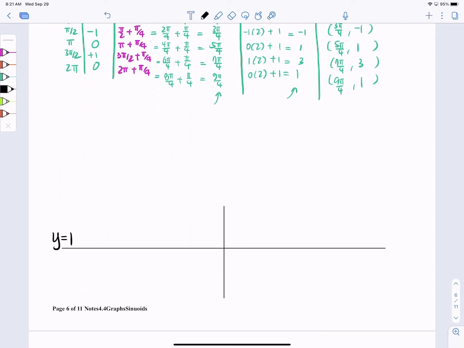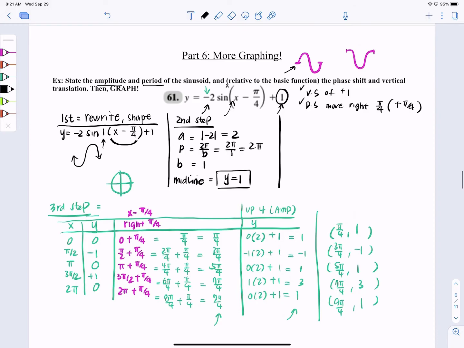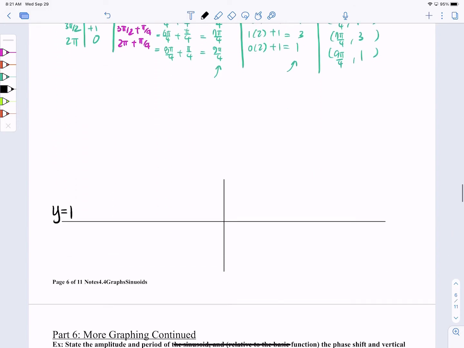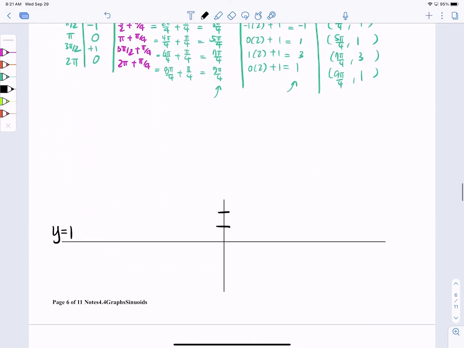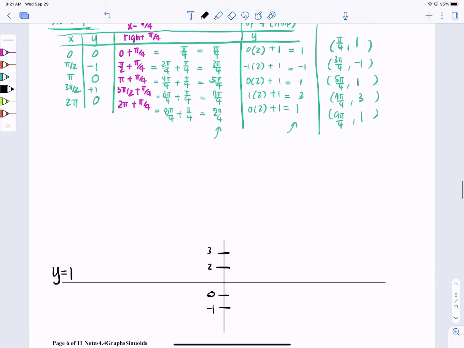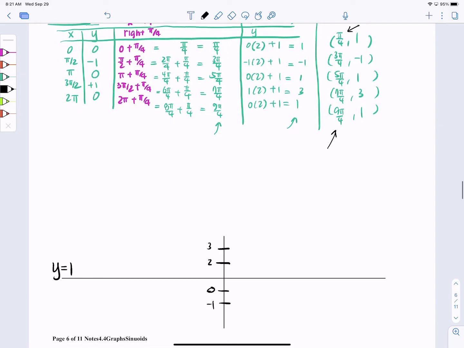So I indicate that. And you know how the amplitude is 2? I know it's -2, but amplitude is always positive, right? I just like to draw 2 and then 2. And I label that 2, 3, 0 and -1. And I know my starting point is pi over 4, and I know my end point is 9 pi over 4. So you know what I do? I go pi over 4, 1, 2, 3, 4, and that's 9 pi over 4. And that's pi over 4. I start there, and it makes my life easier.